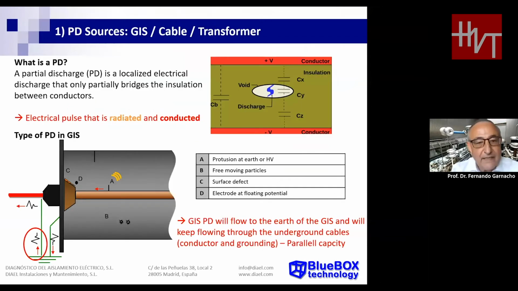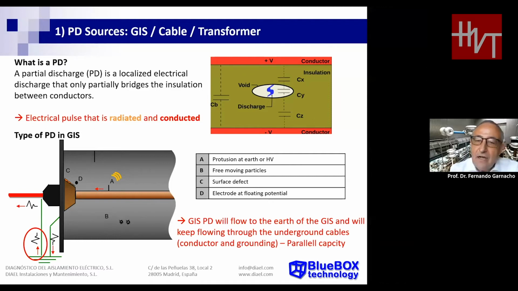Well, we can start speaking about partial discharge. What is a partial discharge? As you probably know, most people know that a partial discharge is a localized electrical discharge that only partially depletes the insulation between 2 conductors.